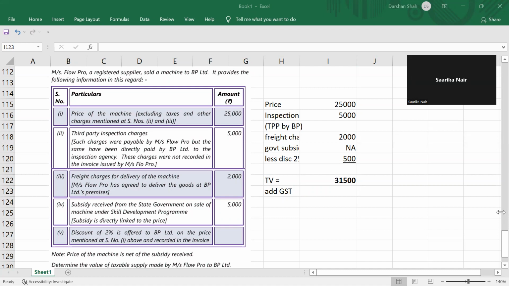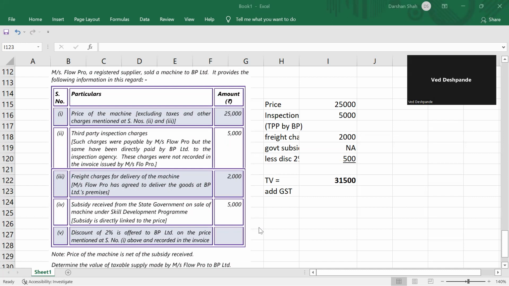Yes, sir. Excuse me, sir. Isn't third party inspection not recorded? These charges were not recorded in the invoice value, so that's why we are recording it. So now we have to record them. It doesn't matter whether it is recorded or not recorded. That recorded in the invoice criteria is only for discount.